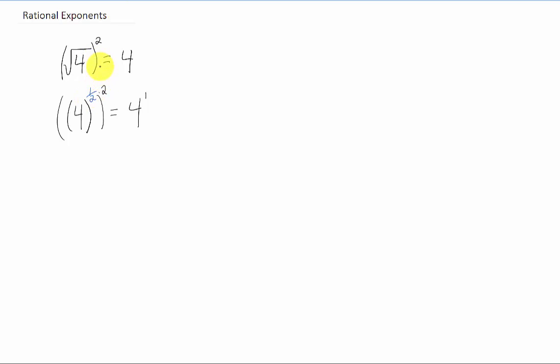So then logically, if we compare these two equations, this square root of 4 is the same thing as 4 to a 1/2 power. It's really just another way of writing a square root. So that's a rational exponent. Rational meaning ratio or fraction, it's a fractional exponent. So it turns out that a square root can be written as a 1/2 power.